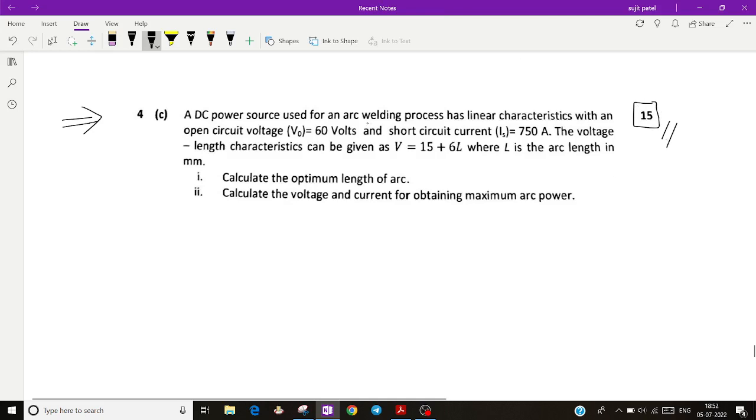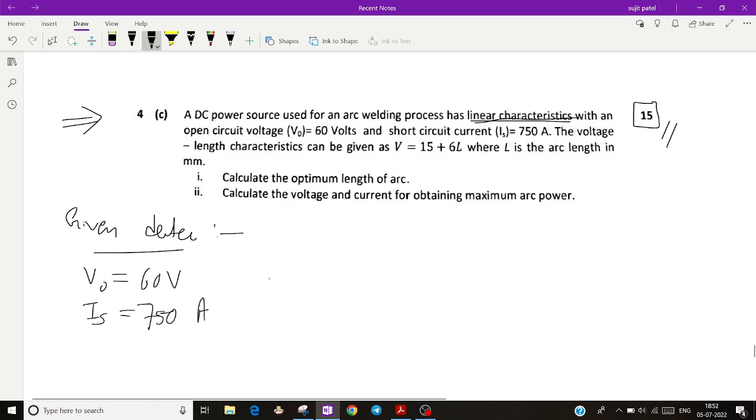A DC power source used for arc welding has linear characteristics. Just underline linear characteristic with an output circuit voltage. Here I am writing the given data simultaneously. Given data: VO, open circuit voltage, is 60 volts, and short circuit current Is is 750 amps.